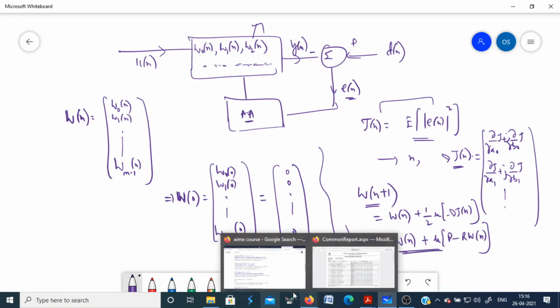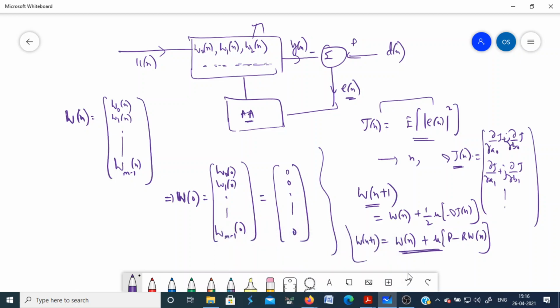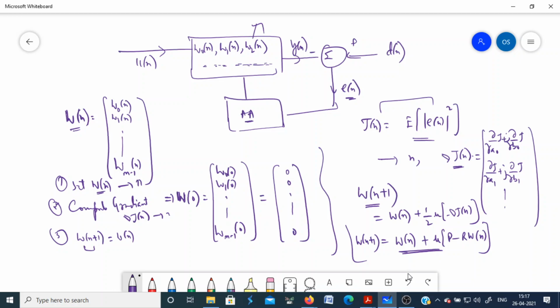This is the method of steepest descent, or steepest descent algorithm. There are four steps. Initially, you set the w(n) vector to any value. Then in the next step, we compute the gradient vector, gradient J(n), with respect to the filter weights at time n. This gradient vector is used to update the vector of filter coefficients at time n plus 1. So at time n plus 1 you have a new vector of filter weights, which is the previous filter coefficients plus mu into (p minus R w(n)). And then we repeat.